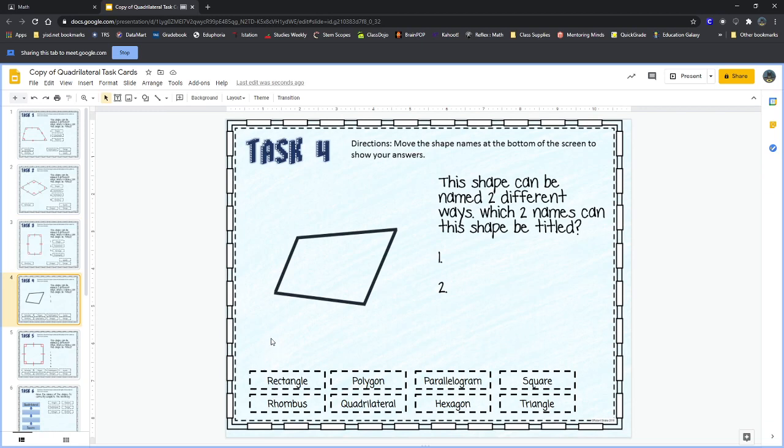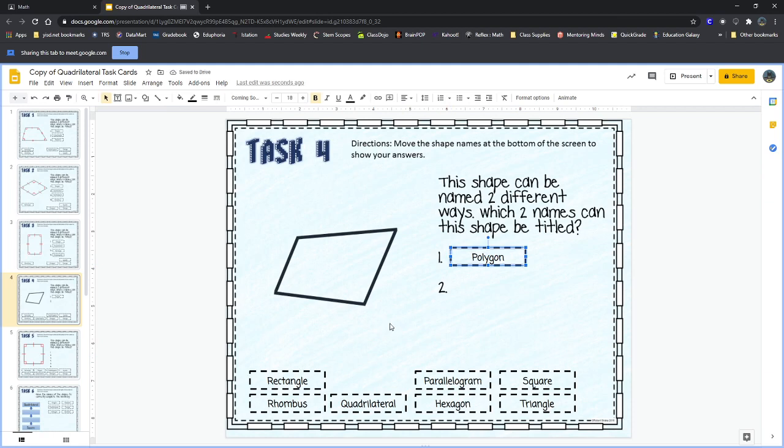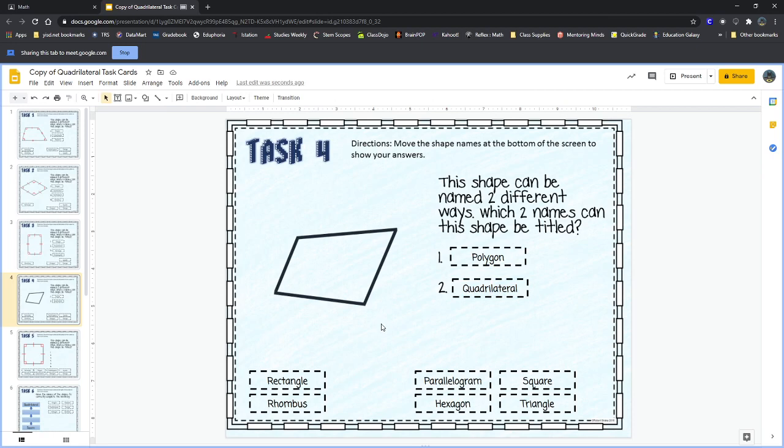On slide 4, it tells us that that shape can only have 2 names, 2 ways that we could describe that shape. We could say it's a polygon. It does have more than 2 sides, no openings. And we could say it's a quadrilateral because it's got 4 sides. But that's it. It doesn't follow any of the rules for a trapezoid, a rhombus, a parallelogram, a square, a rectangle, none of that. So the only 2 names I could give it are polygon and quadrilateral. That's it.